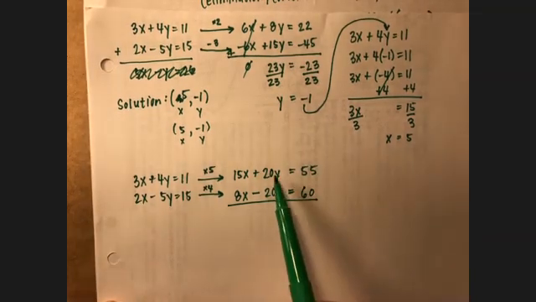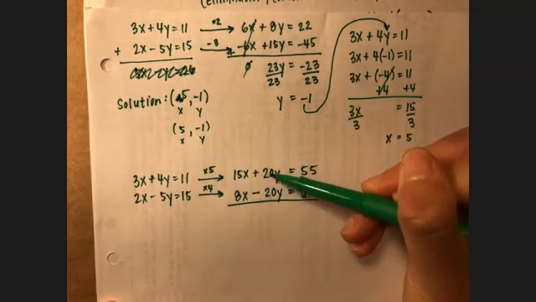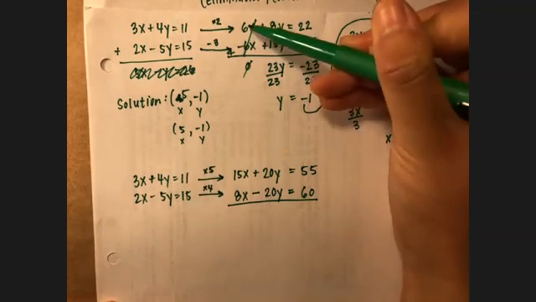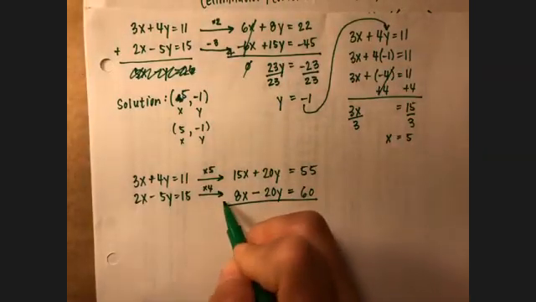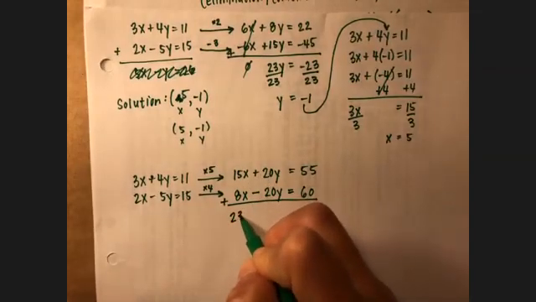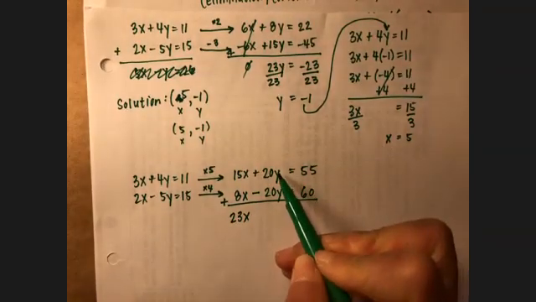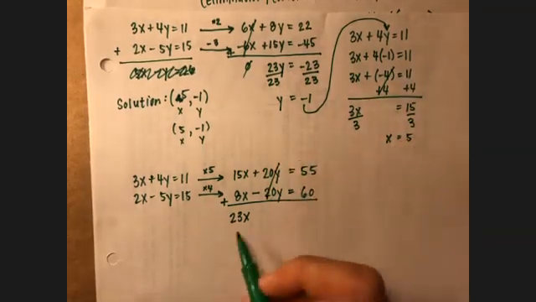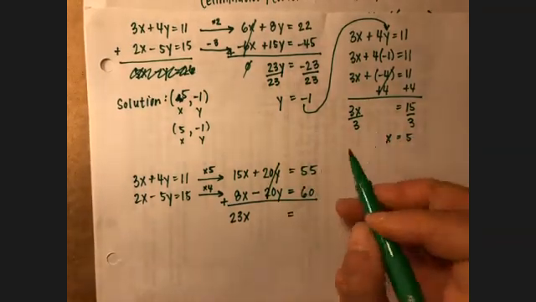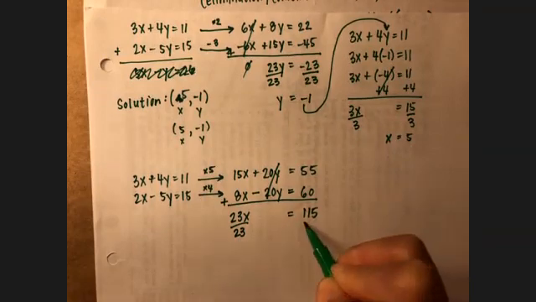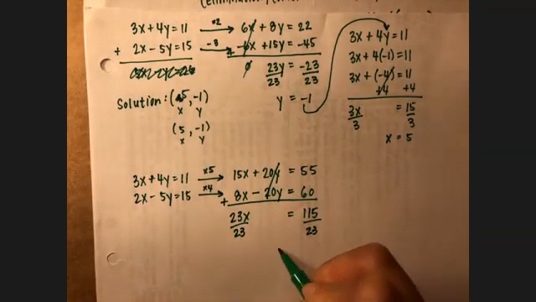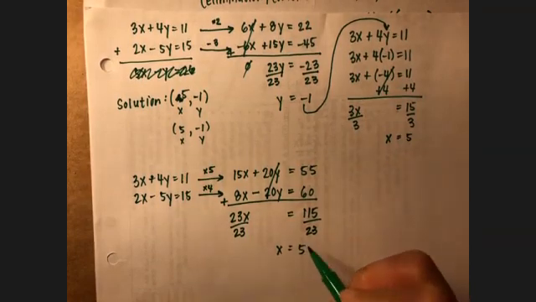Okay, now you'll notice that you see positive 20y and negative 20y. So that is what we want. We want two numbers here that are opposite, either on the x, so this x was 6 and -6, or the y was 20 and -20. So now I'm going to add downwards. 15x plus 8x is 23x. Positive 20y plus -20y cancels, that's nothing. 55 plus 60 is 115. Now I just have x, so I divide by 23 to get 1x equals 5.